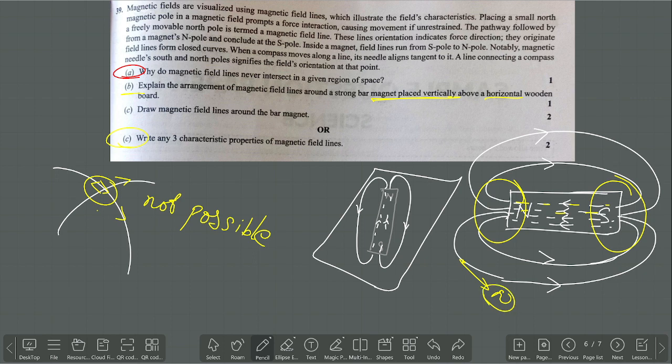Clear? So these are the 7 properties. In that 7, you need to write any 3. Don't write the first property because it is a basic property. What you are going to write is regarding the direction. Outside the magnet it will move from north pole to south pole, and inside it will move from south pole to north pole. That is the first point you are going to give. Second point, the strength of the magnetic field lines will be maximum at the poles and uniform inside the magnet. That is the second point. And third point, no two field lines will intersect each other.